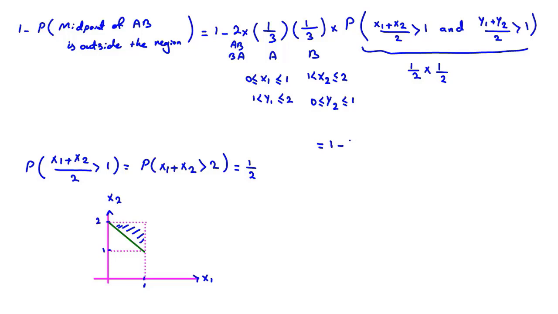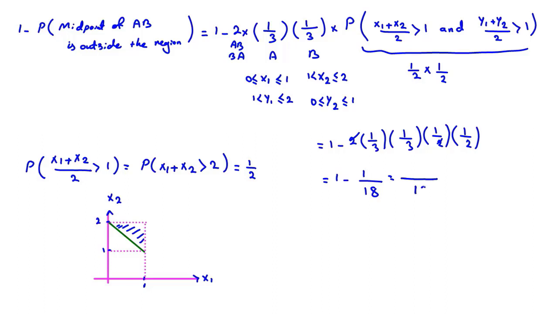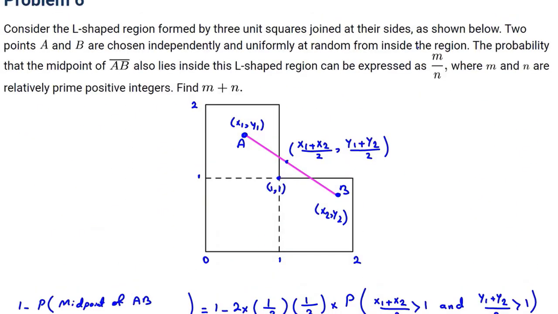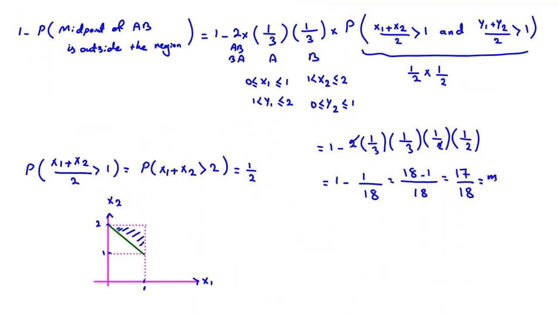So the answer is 1 minus 2 times 1/3 times 1/3 times 1/2 times 1/2. And we can cancel these 2 and 2. It will be 1 minus 1/9 times 2, 18. And if we use a common denominator, it will be 18 minus 1, so 17 over 18. And the problem says what? The problem says you can write it as m over n, find m plus n. So here, 17 and 18 are relatively prime. So the answer, which is m plus n, is 17 plus 18, which is 35.